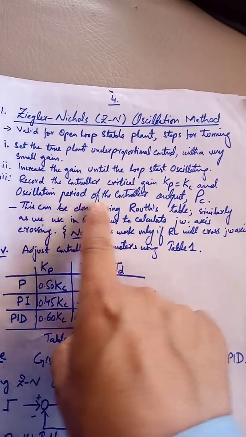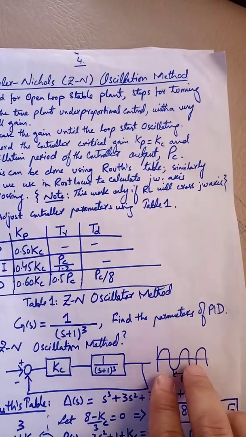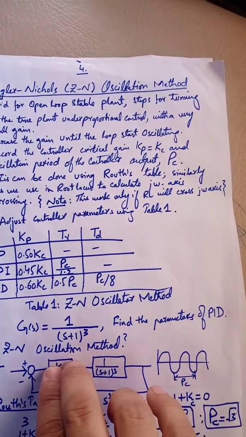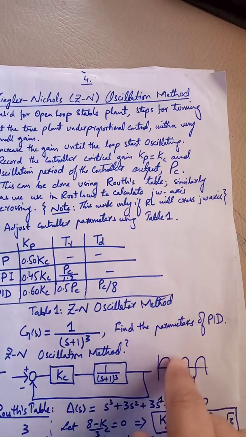After that, also find the oscillation period. So this is the oscillation period, and this is the gain which makes the system oscillate.